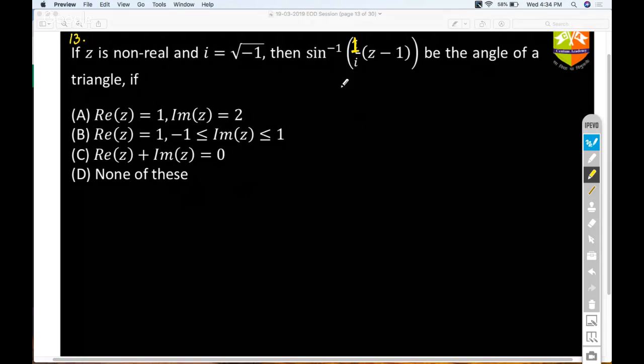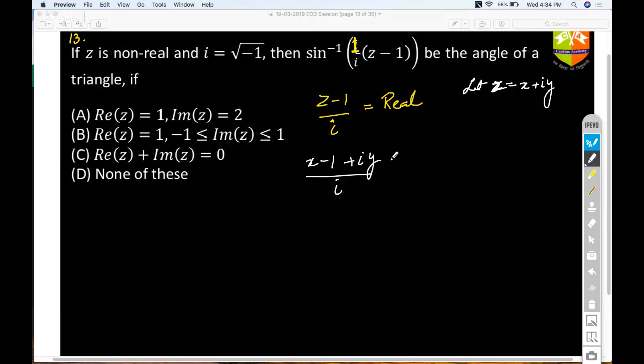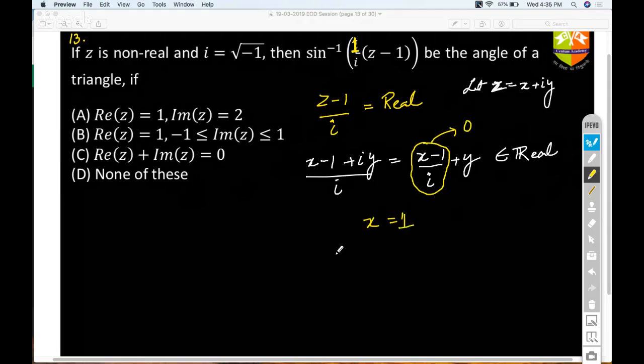All right. So first of all, z minus 1 by I should be completely real, right? Because sine inverse domain is minus 1 to 1. So this should be completely real in nature. And if I assume z to be x plus iy, z minus 1 by I will be like x minus 1 plus iy by I, which is nothing but x minus 1 by I plus y. And this should belong to real. If this has to be real, this term should be 0. That means x should be 1. So it is clear that the real part of z should be 1.